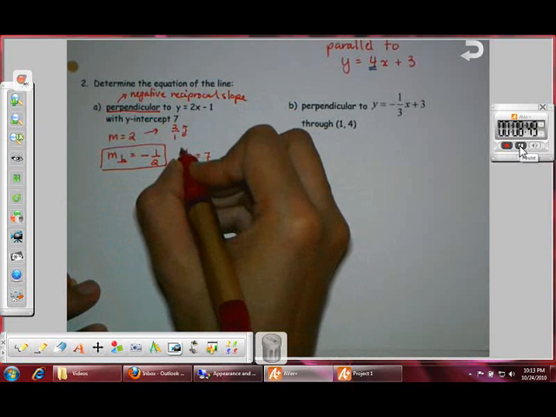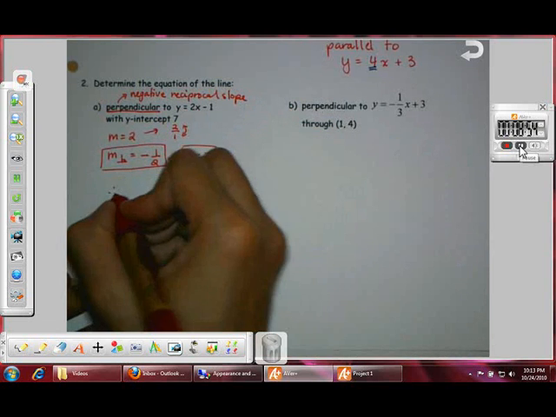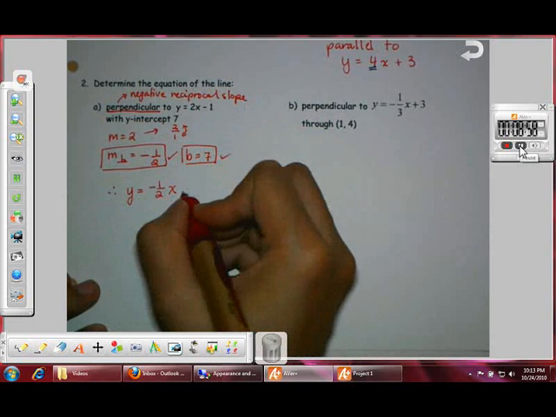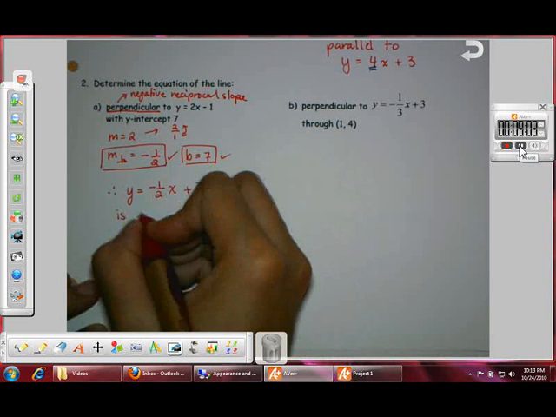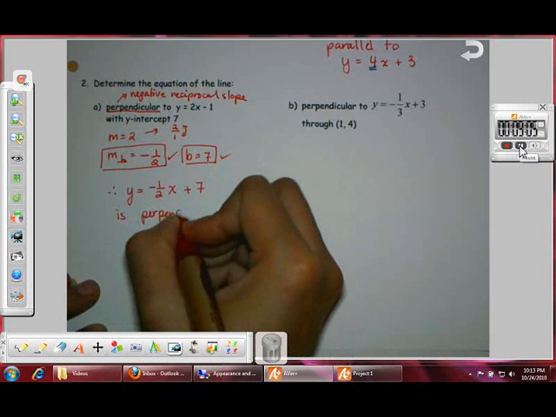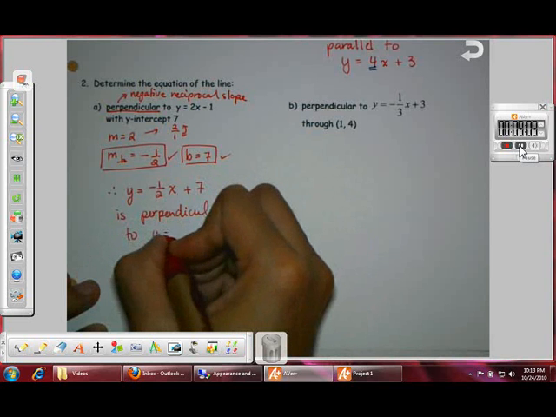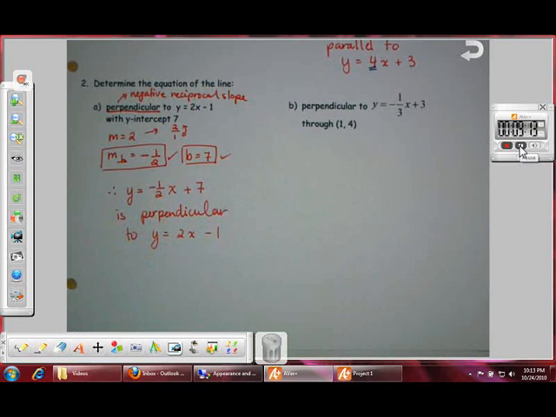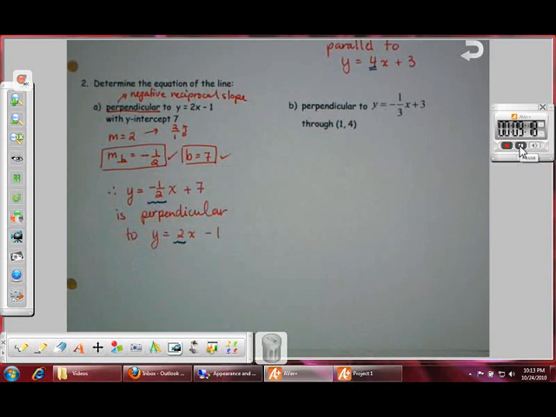So we've got m, we've got b, therefore we can write our equation. y equals negative 1 half x plus 7. This equation is perpendicular to the equation y equals 2x minus 1. Notice here, this is the 2, there's the negative, and it flips over. Let's look at question 2b.